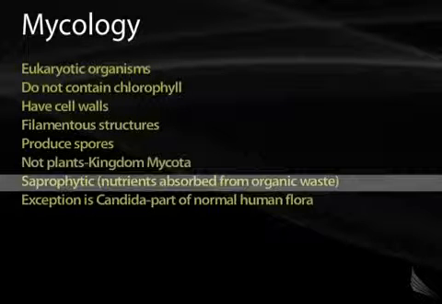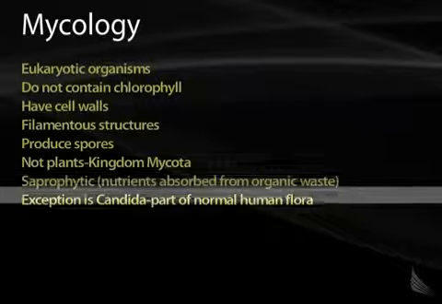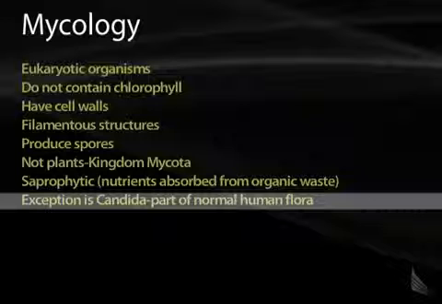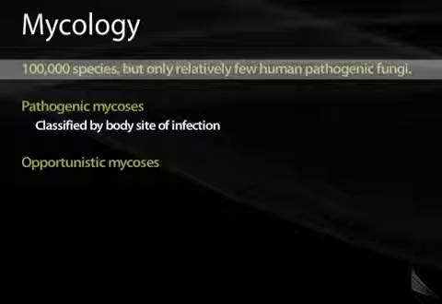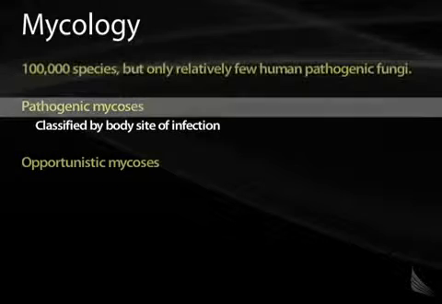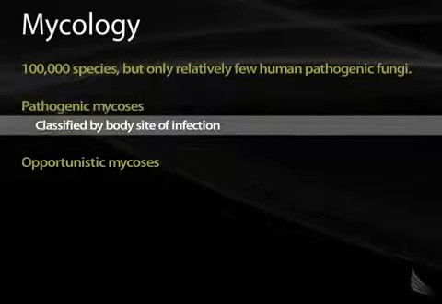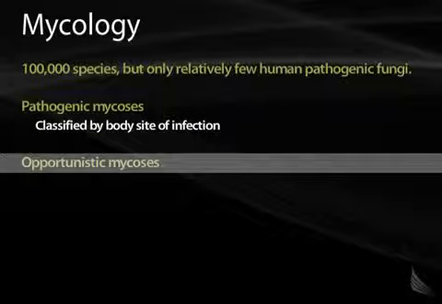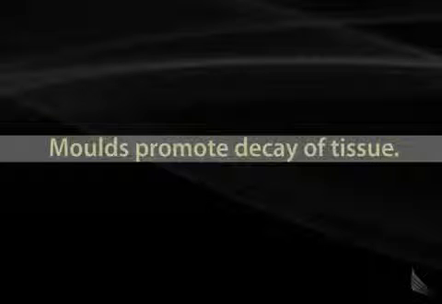They're saprophytic, which means they derive nutrients from organic waste. The one exception for the fungi is Candida, which is part of our normal human flora. There are hundreds of thousands of species of fungi, but only a few affect humans and cause human disease. The pathogenic mycoses are what we're going to review, and they can be classified by the body site of infection. Also, we'll talk about opportunistic mycoses. Molds promote the decay of tissue.